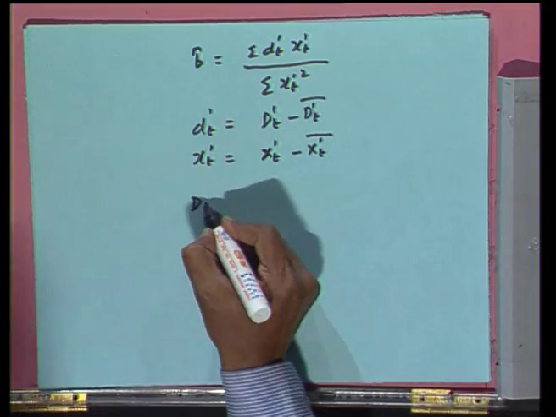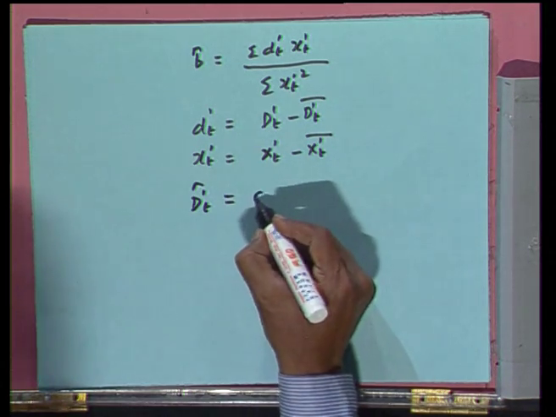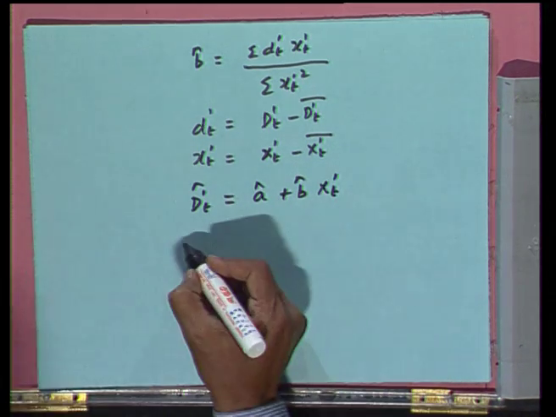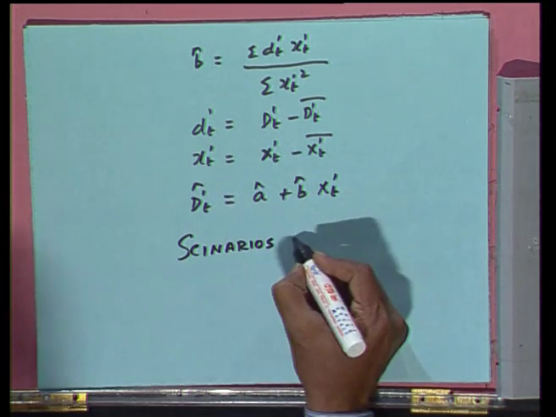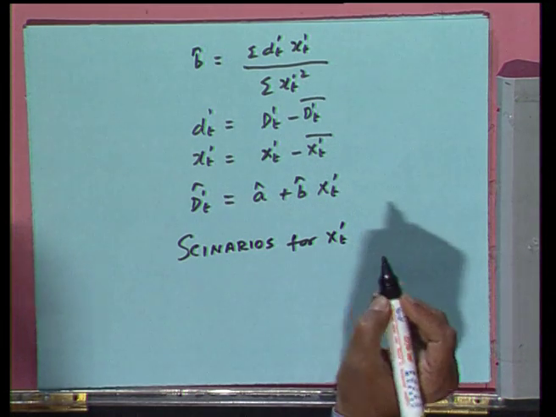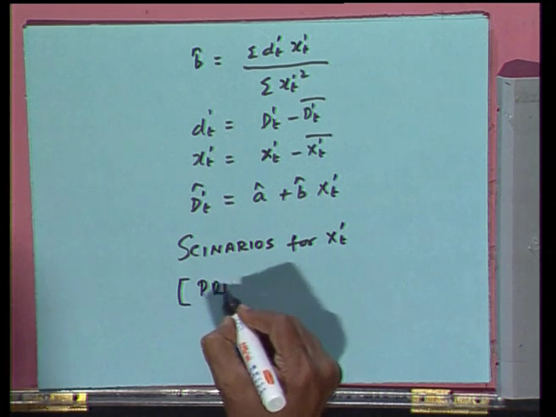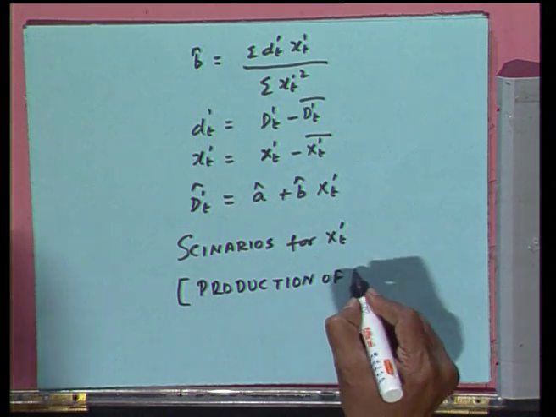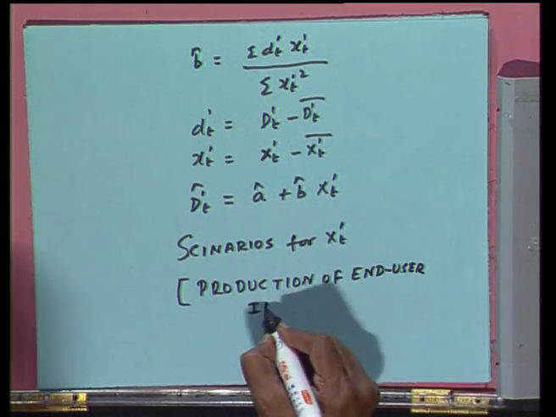So once you estimate the values for A and B, we will get the estimated model as before, as in the case of consumer products: dt prime cap or hat is equal to A hat plus B hat xt prime. Now again you use the scenarios for xt prime. Now in this case the scenario is with respect to the production of the end user industry, which is xt prime.